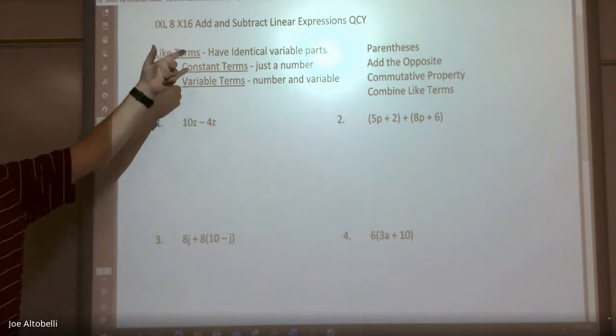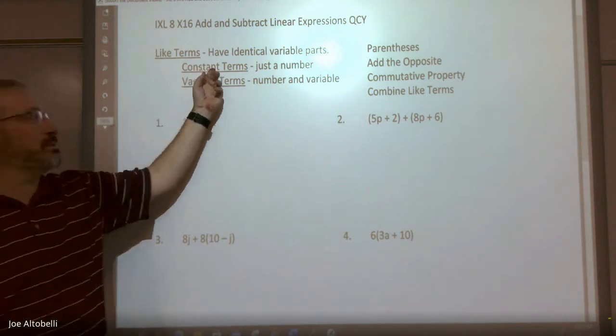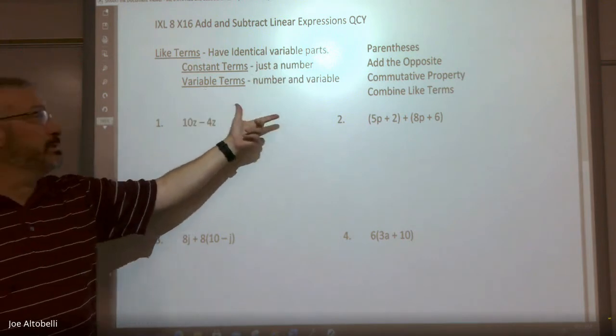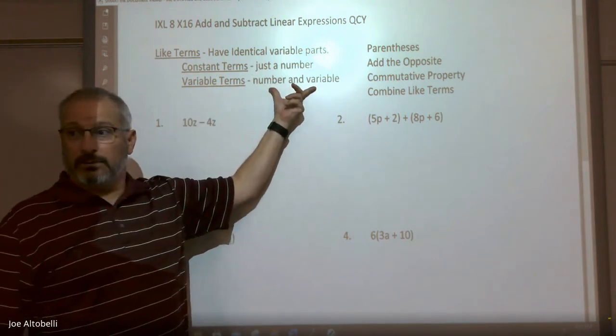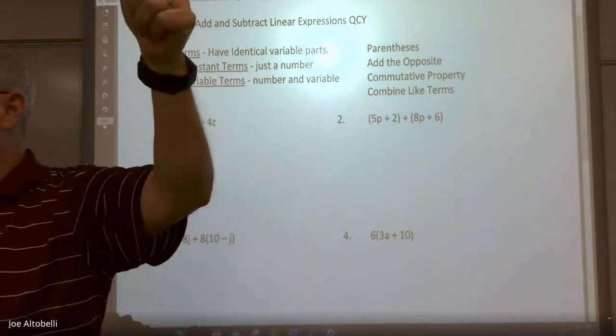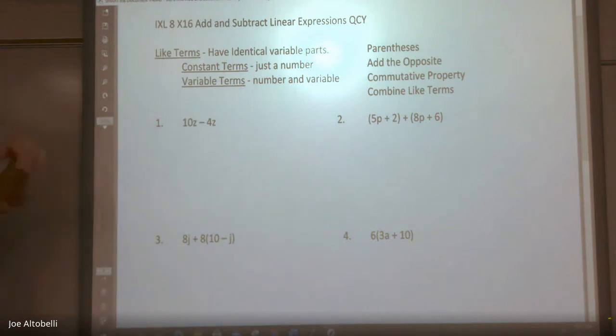Like terms. Remember, like terms have to have identical variable parts. Constant terms, just a number. Variable terms are numbers with a variable. Okay, there has to be a letter. Remember, the letters have to be identical. They have to be exactly the same to be like terms. Go ahead, do number one.